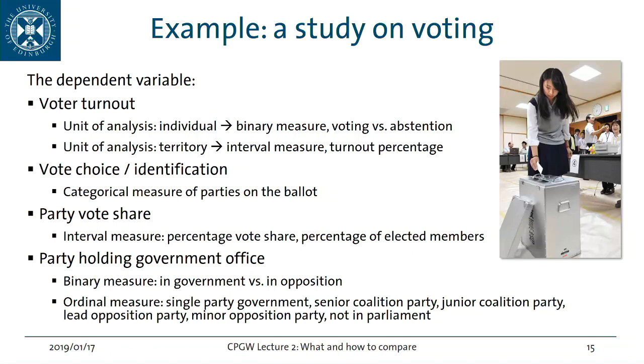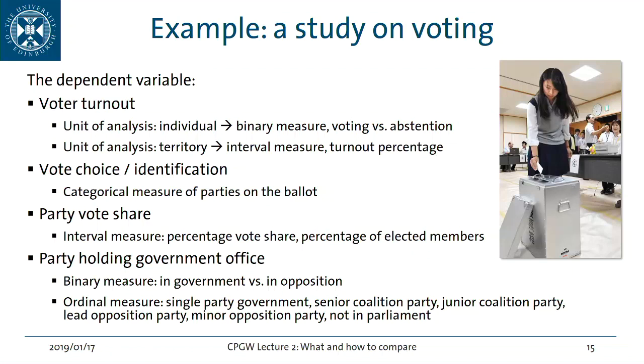And we could then think about, well, are we just interested in the binary variable? Do people turn up or not? Do they stay at home, or do they turn up and cast their ballot? Which would be a binary measure. Or are we interested in interval measures? Are we interested in this many percent of people went to vote here, and a far smaller number went to vote in a different kind of system or in a different kind of country?